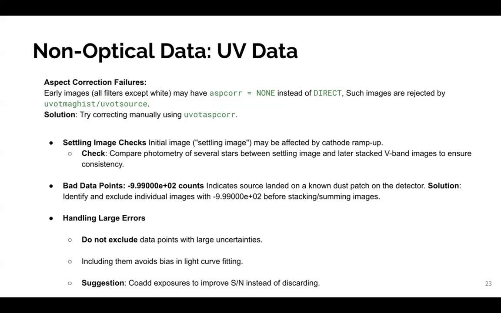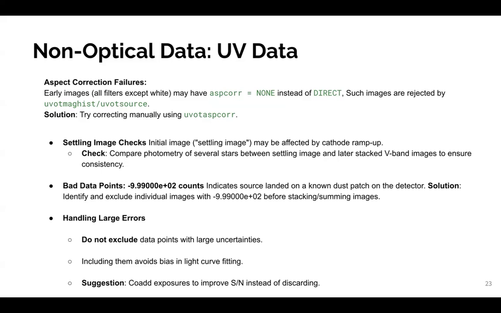She pointed us to some aspect correction failure. So we had missing points because some images are automatically rejected and you need to manually correct them. Secondly, the settling images, specifically for the V-band filter, are affected by the cathode ramp up. So she mentioned to compare the photometry of several stars in the settling image of the V-band and a later stack to make sure that is consistent.